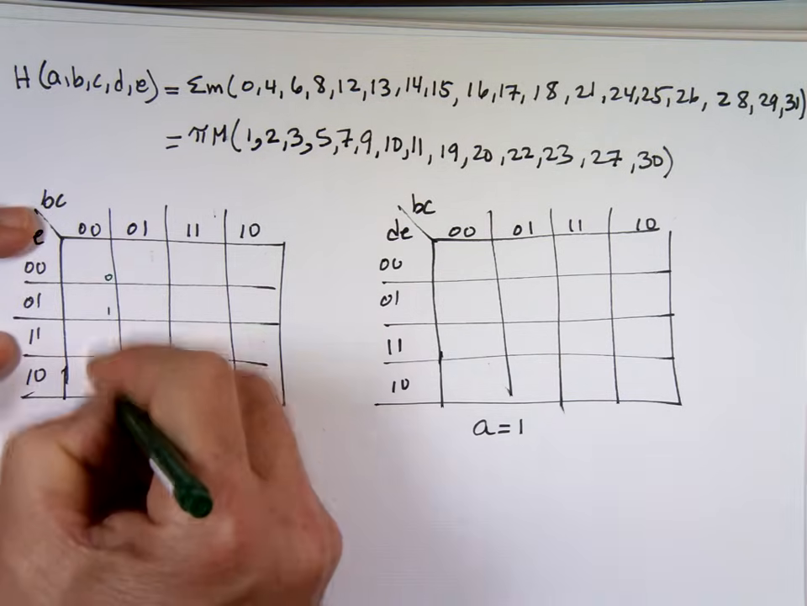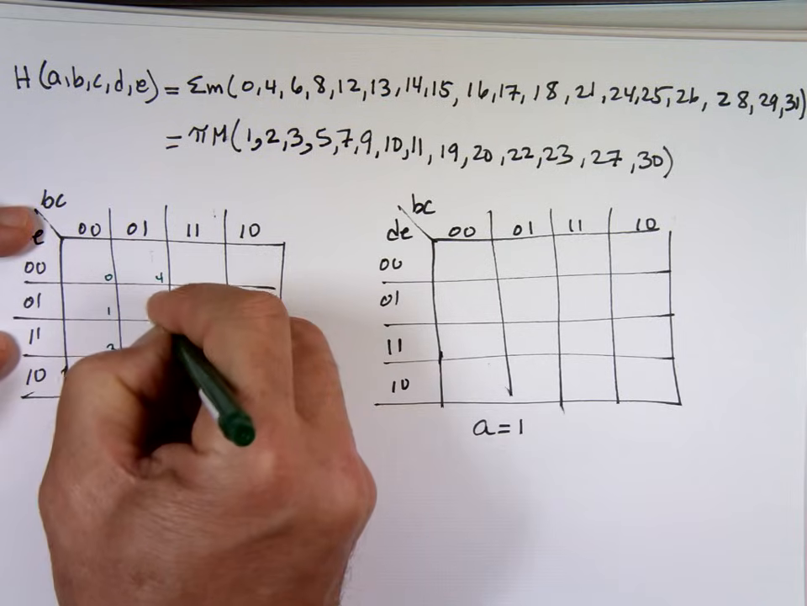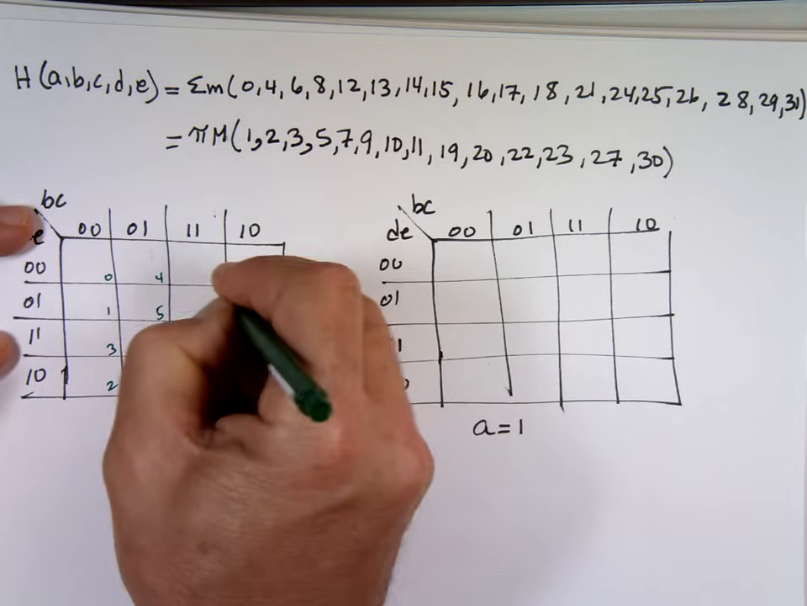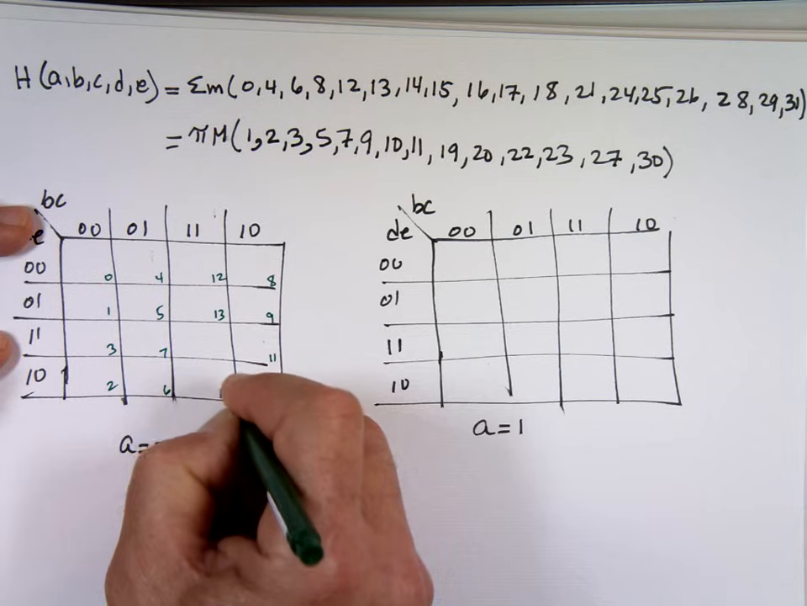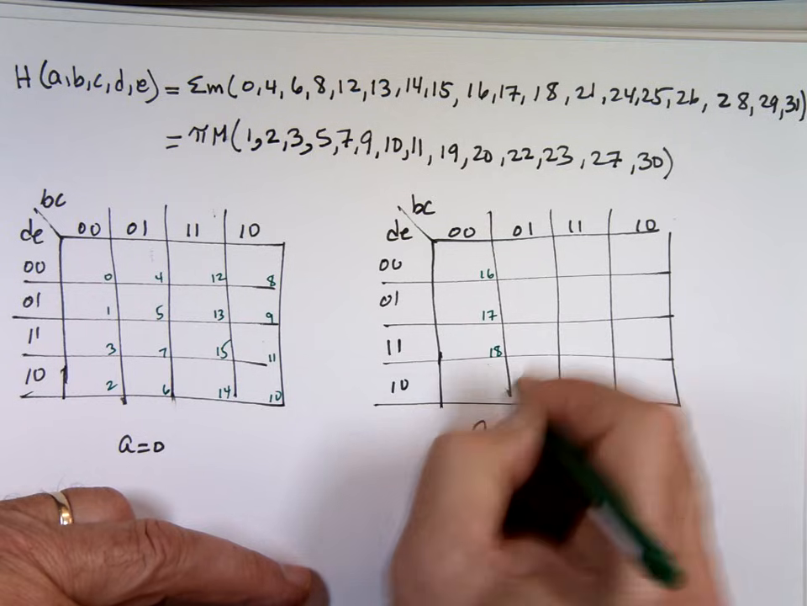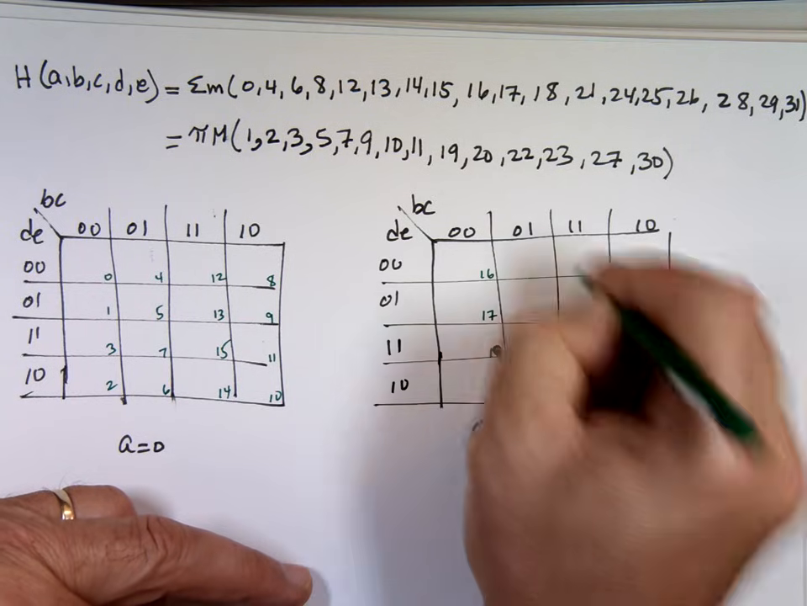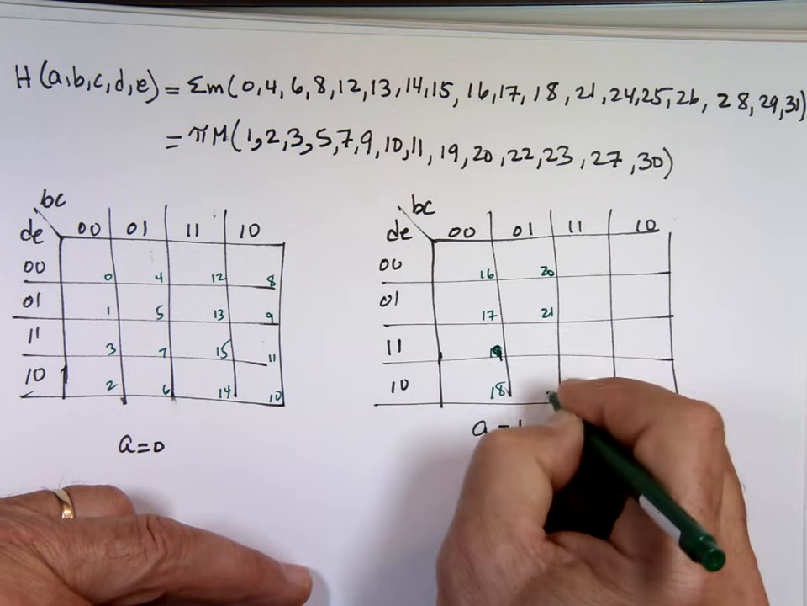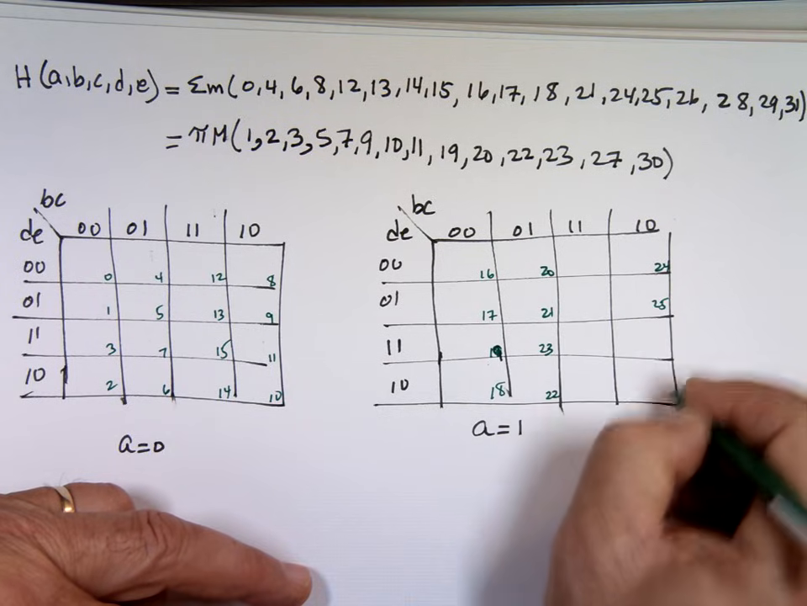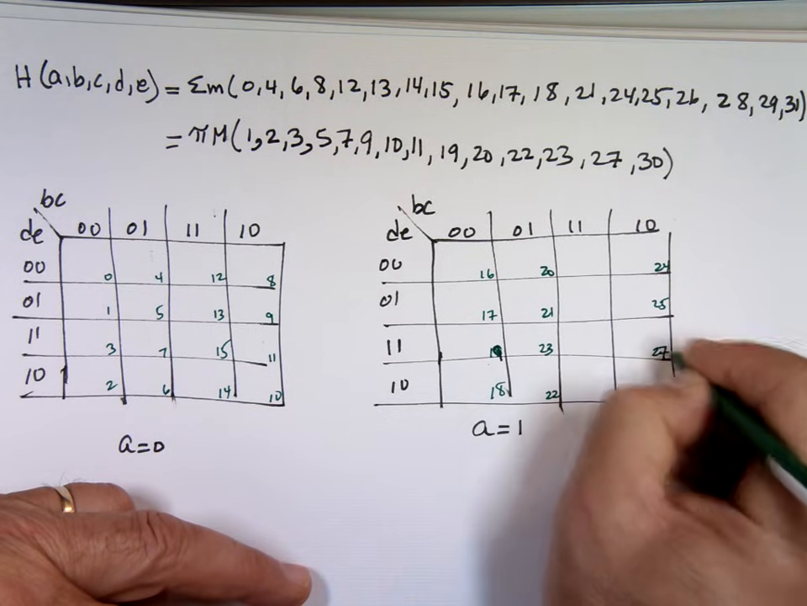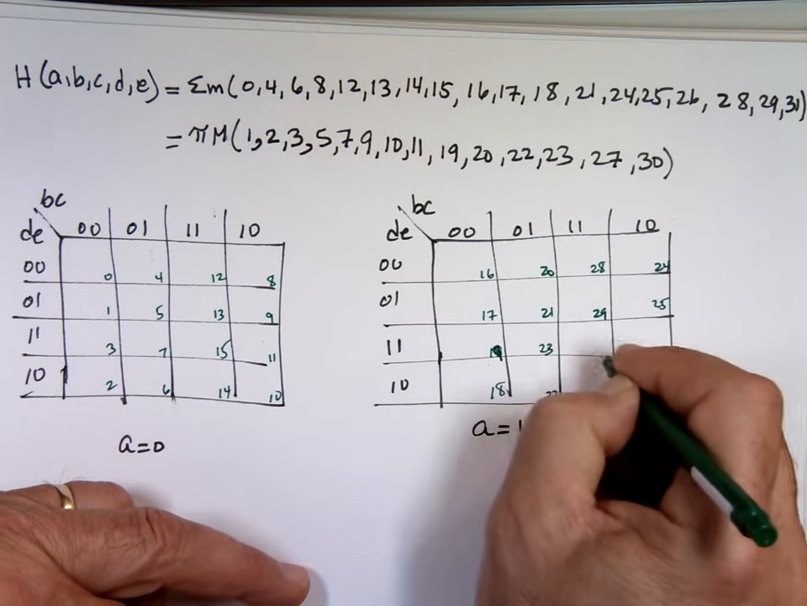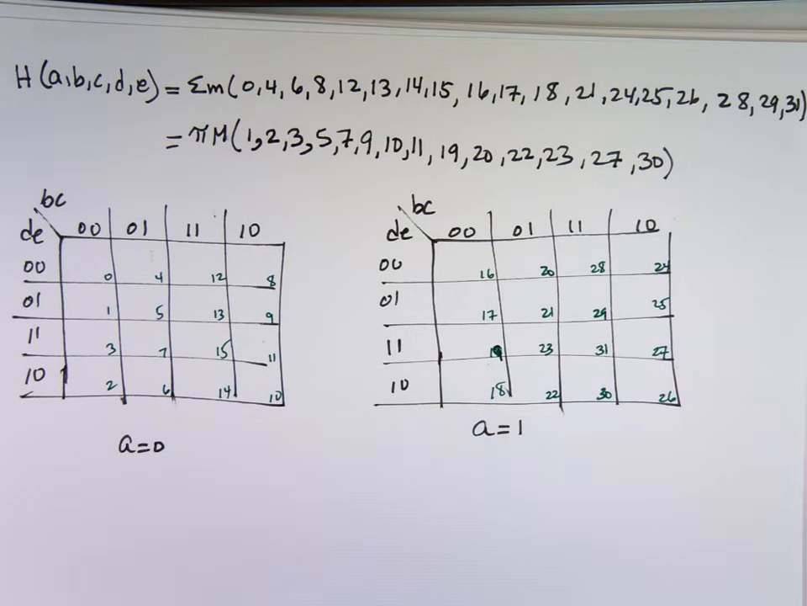Zero, 1, 2, 3, 4, 5, 6, 7, 8, 9, 10, 11, 12, 13, 14, 15, 16, 17, 18, 19, 20, 21, 22, 23, 24, 25, 26, 27, 28, 29, 30, 31. My eyes are going dizzy just looking at the numbers.